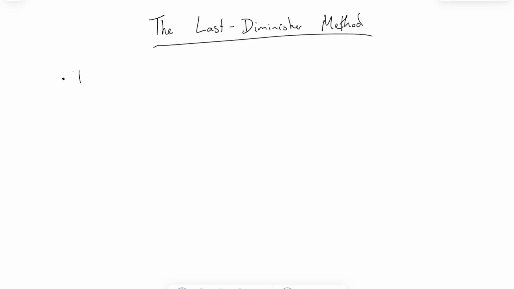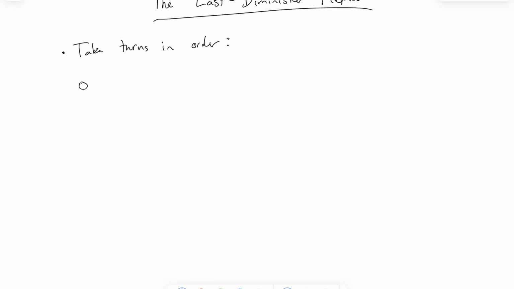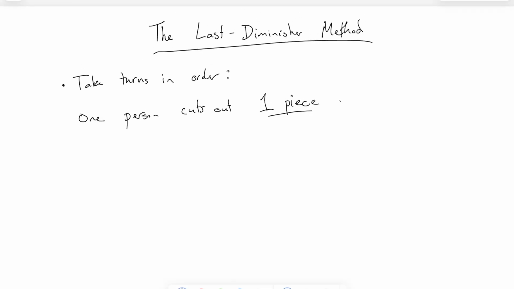The people take turns in order. I wrote a more detailed version of this last time, but I'll give you the abbreviated version. One person cuts out one piece. This is the big difference between this one and the other method that we talked about. The other method involves whoever goes first dividing the whole thing into 3 pieces. This is not like that though. In the last diminisher procedure, one person cuts out one piece that seems fair to them.